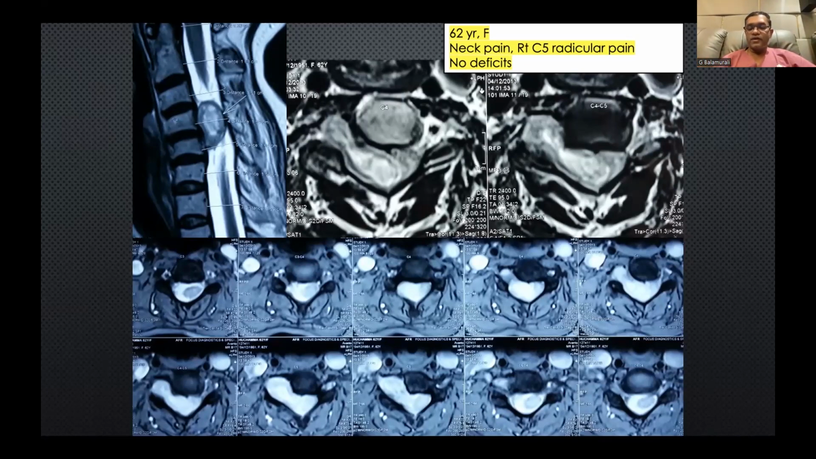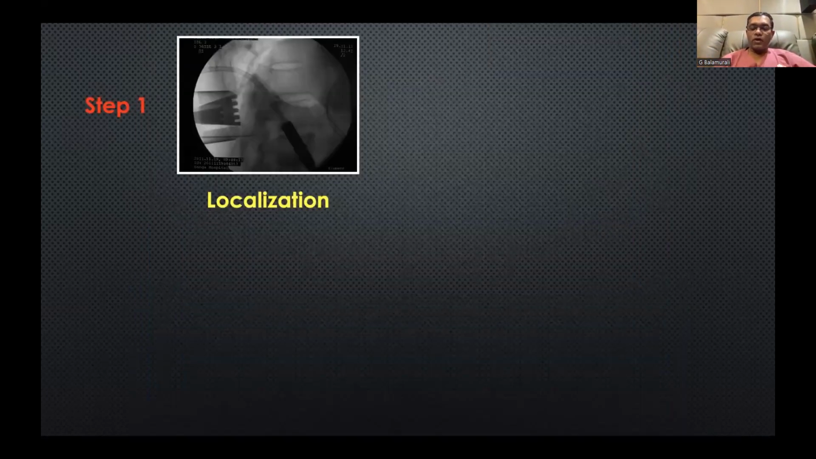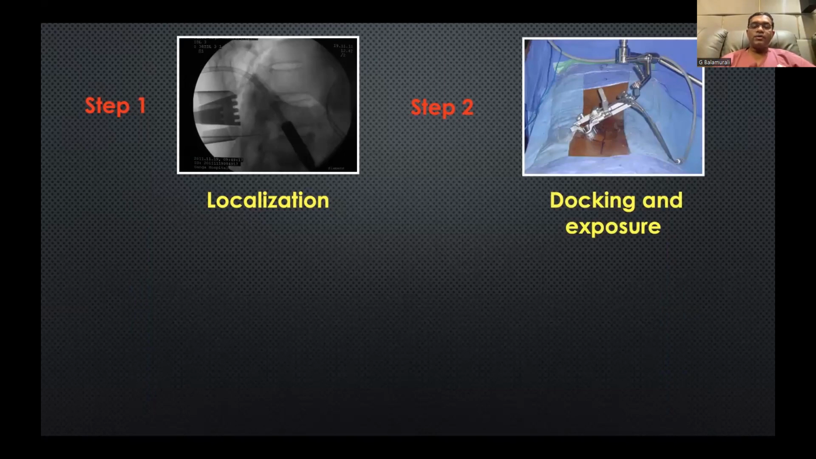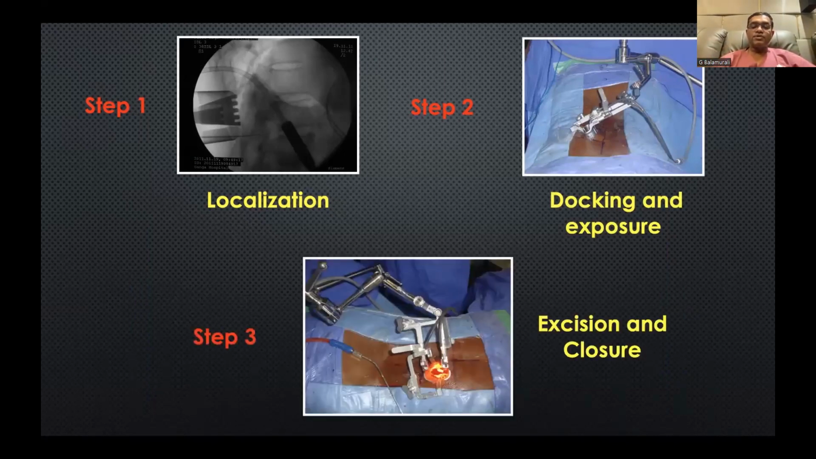But no significant deficits. He just had radicular pain. So the first thing is you localize. The second is you dock your tube, which is very important. And then after that, you expose and make sure that you have the full extent of the lesion.